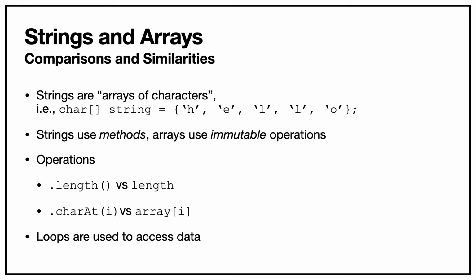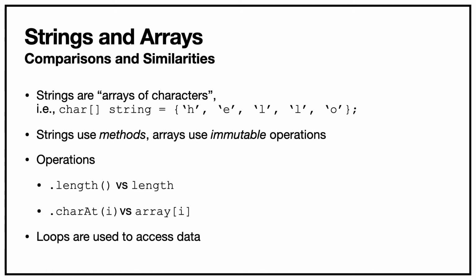A little bit complicated and lengthy. So that's why we recommend to use just the object of strings. But in reality, what the string is doing is declaring an array of characters. Remember, the strings use methods. In arrays, we use immutable operations, meaning that you cannot change those operations. Operations like dot length, that's a method that you can have in a string, but we can use this immutable operation called length without the parentheses in an array.